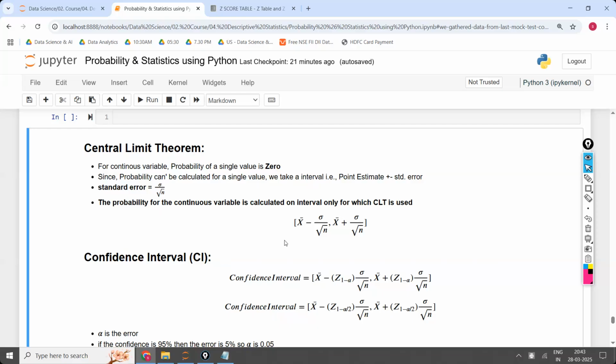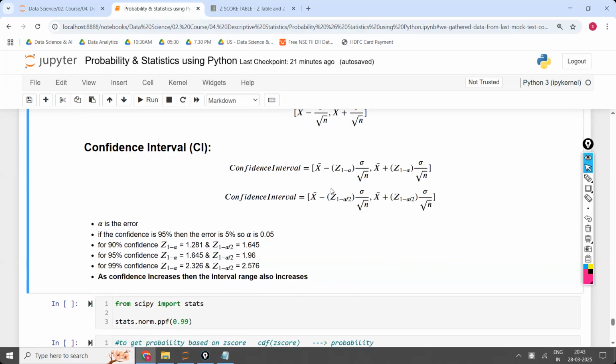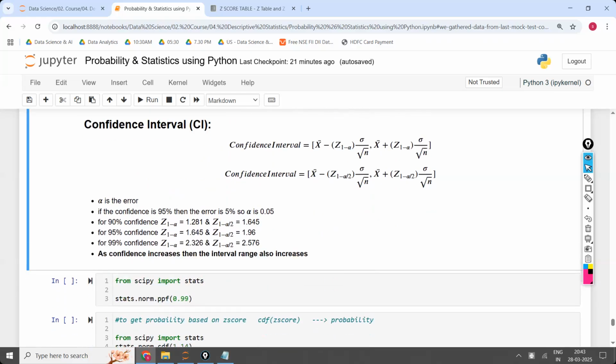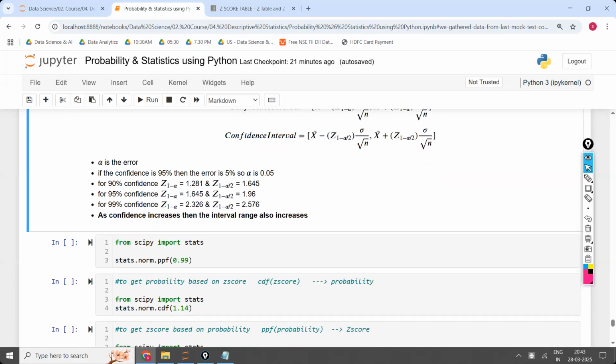Done. So this is called the central limit theorem. The next concept is called confidence interval, which we'll discuss next class. As of now, we are not going to discuss it. Just ignore this for now. We'll complete it in the next class, and we'll go along with inferential statistics. Both are connected to each other.